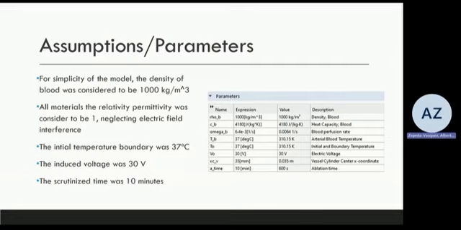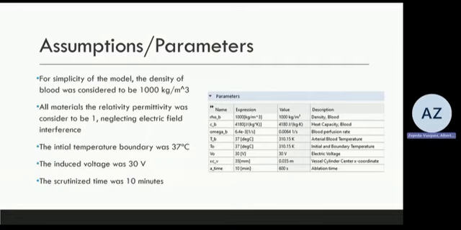With similar principles, the relative permittivity of blood and all other components in this simulation were considered to be 1, which refers to a material's relative permittivity being equal to that of free space, or in other words, neglecting the significance of the electrical field. The initial boundary condition of temperature was considered 37 degrees Celsius, which is roughly the average temperature of the human body at 98.6 Fahrenheit. The electrical current voltage was chosen to be 30 volts.